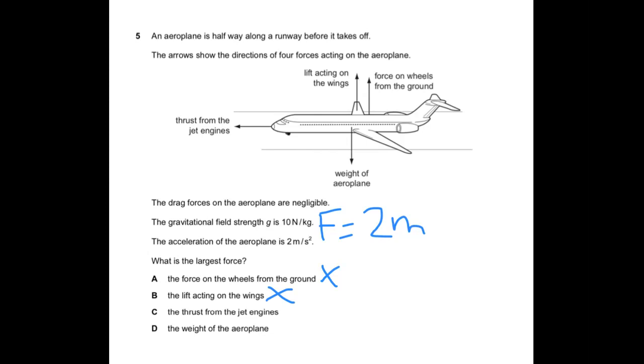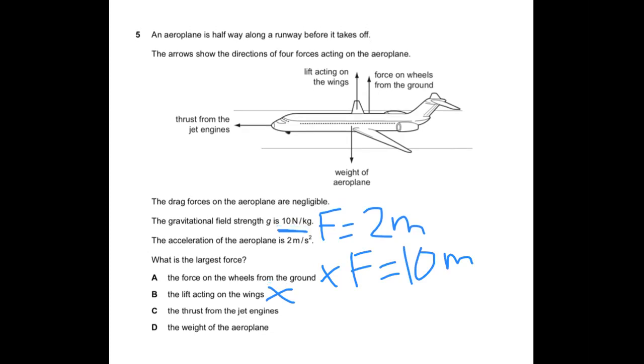The fourth option is the weight of the aeroplane. Now the weight of the aeroplane has acceleration 10 Newton per kg. So the weight will be 10 times the mass, so 10m. Therefore, the greatest force is the weight, and D is the correct answer.